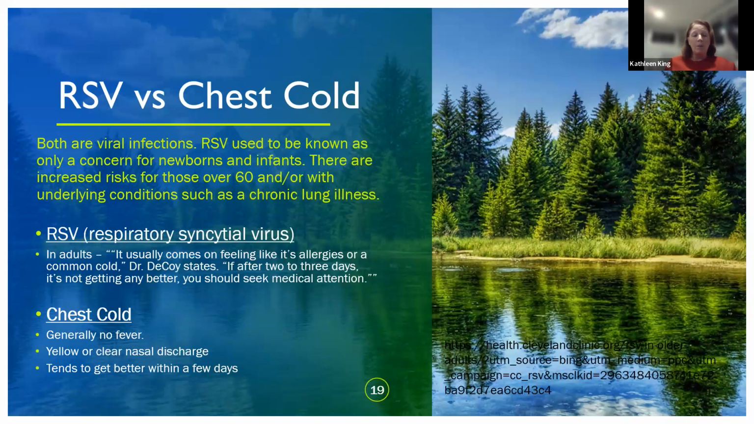In adults, the problem is it usually comes on feeling like allergies or a common cold, but after 2 or 3 days, it's not getting any better, and you actually start to feel worse. That's when you should probably go see a doctor about the RSV.